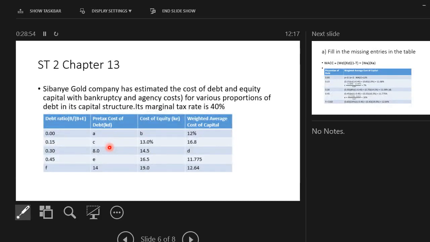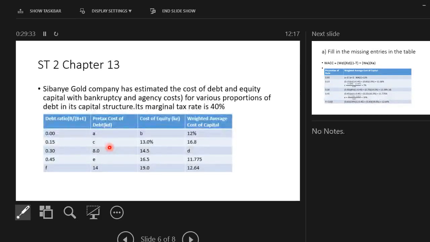So remember, this is chapter 13. Previously we were looking at chapter 12, where we were basically calculating the cost of equity, cost of debt, cost of preference shares, and all that. And mostly the questions are going to come under cost of equity. Chapter 13 is dealing mostly with what we call weighted average cost of capital. It's very crucial, so you need to be careful about that.